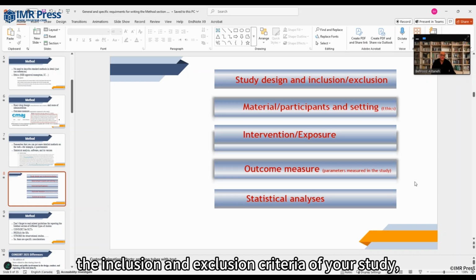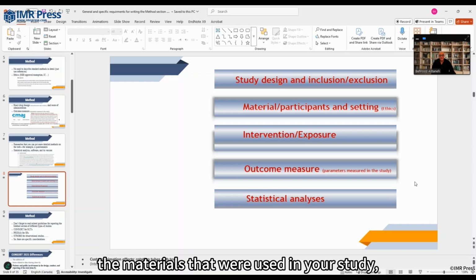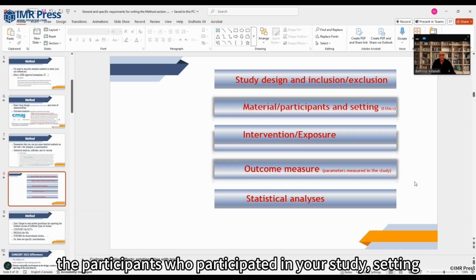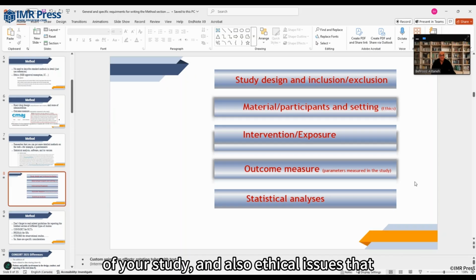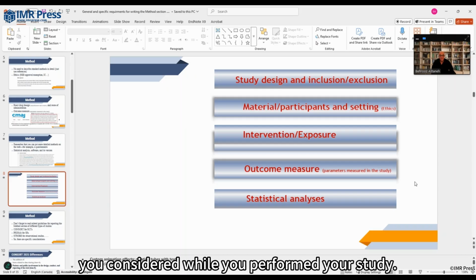So finally, the different paragraphs of your method section may include the study design and the inclusion and exclusion criteria of your study, the materials that were used in your study, the participants who participated in your study, setting of your study, and also ethical issues that you considered while you performed your study.